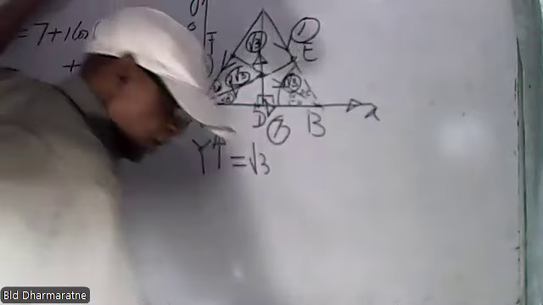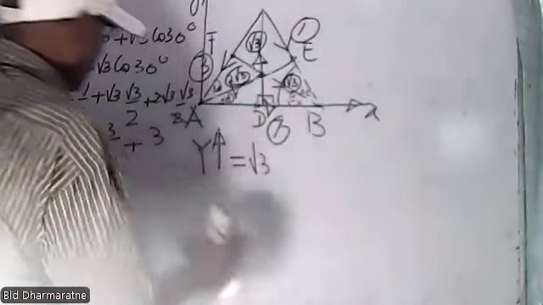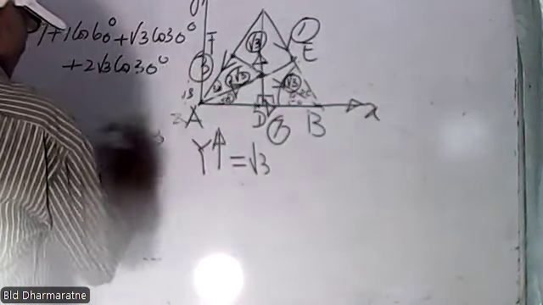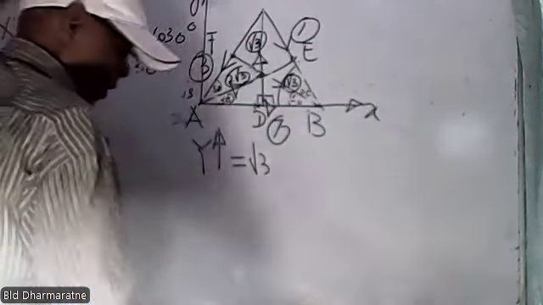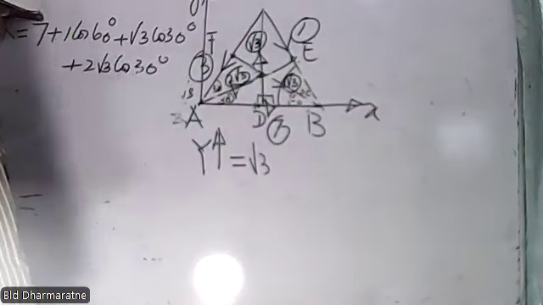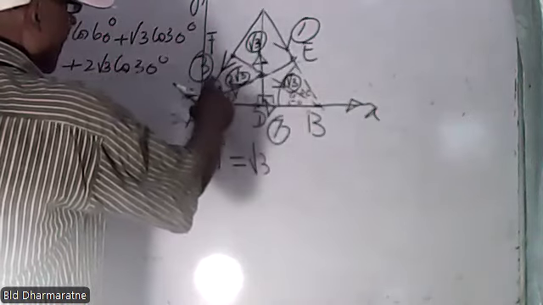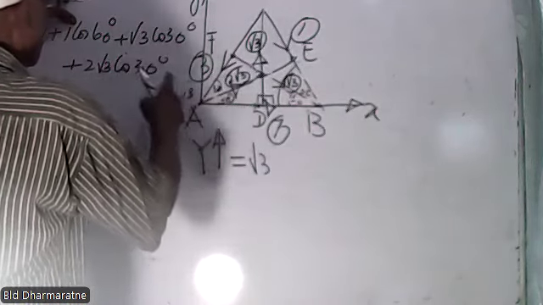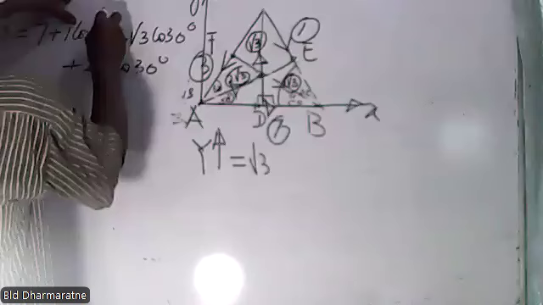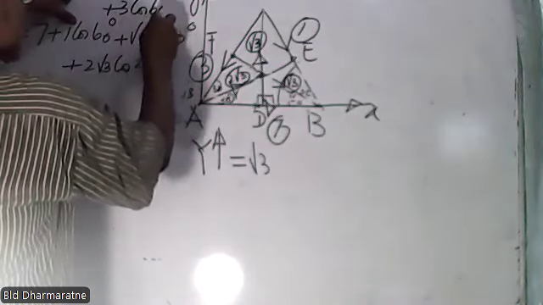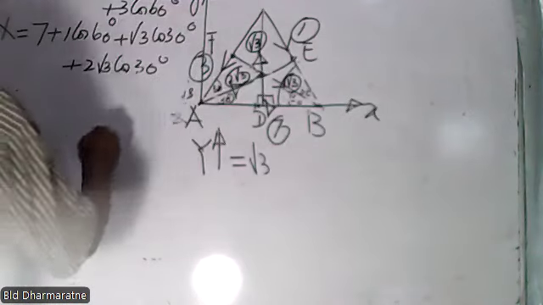Actually, one force is missing. Let's calculate again. This is correct: 1 cos 60, 1 cos 60. This one, 3 cos 60, plus 3 cos 60. The others are the same.